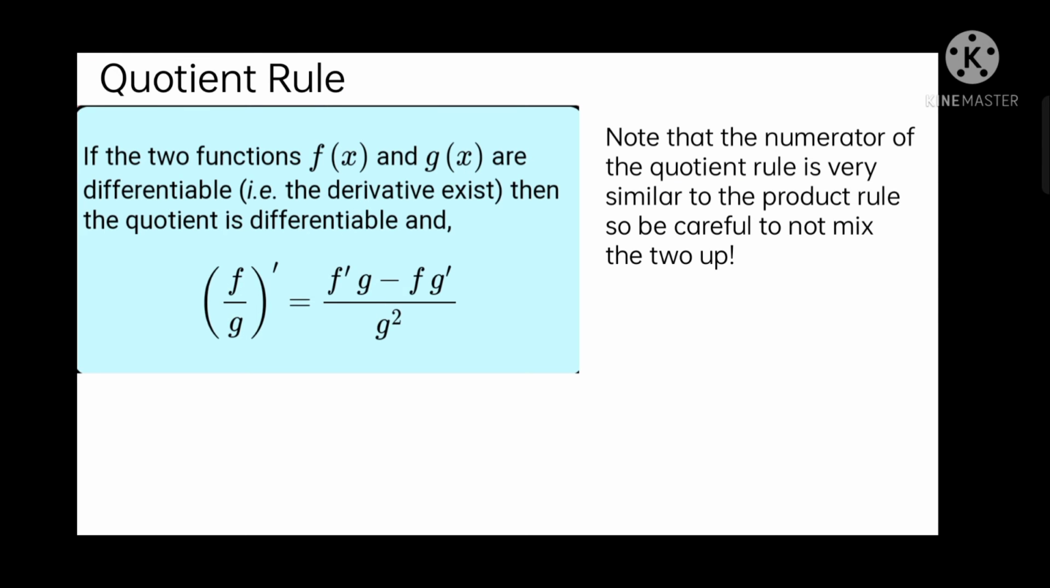So now we have the quotient rule. The quotient rule and the product rule are very similar. The numerator of the quotient rule is very similar to the product rule, so be careful not to mix the two up. So the quotient rule: if the two functions f of x and g of x are differentiable, then the quotient is differentiable, and (f over g) prime is equal to f prime g minus f g prime over g squared.